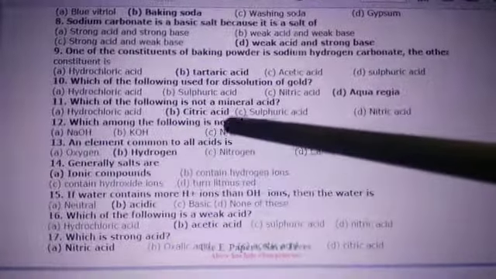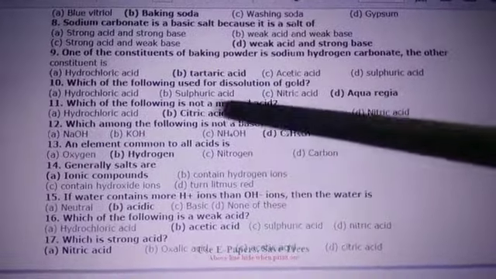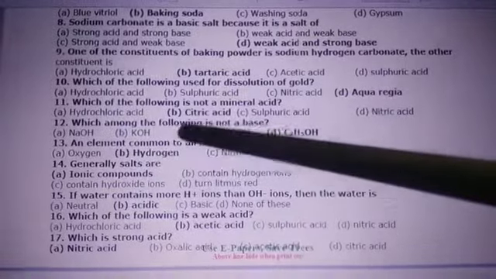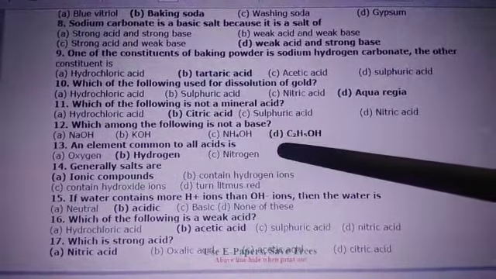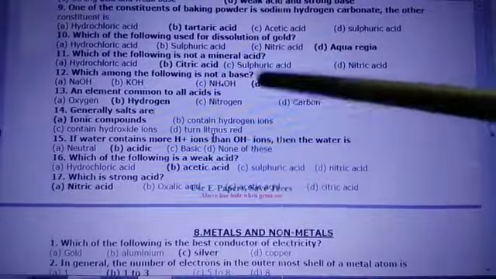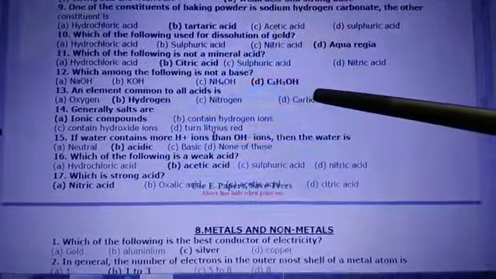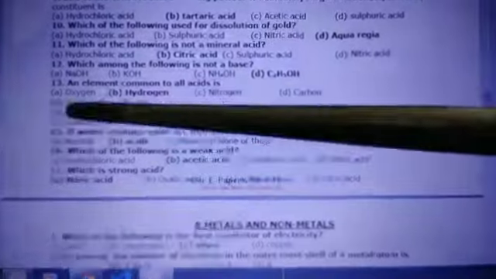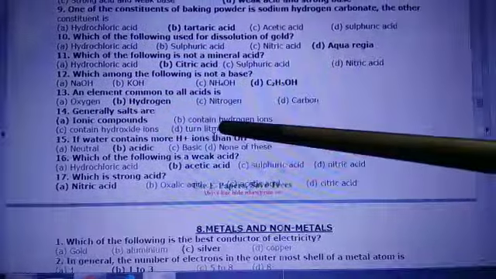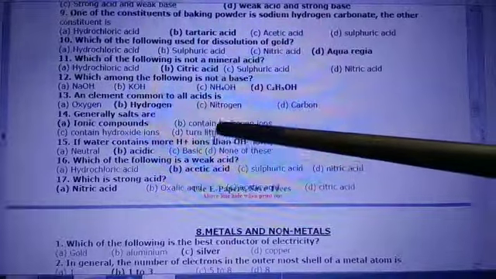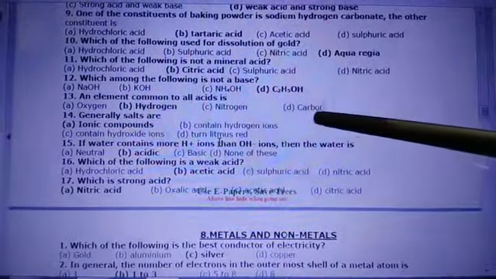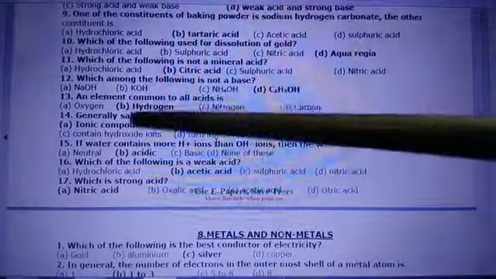12th. Which among the following is not a base? A. Sodium hydroxide. B. Potassium hydroxide. C. Ammonium hydroxide. D. Ethanol. The answer is D. C2H5OH is ethanol. 13th. An element common to all acids is A. Oxygen. B. Hydrogen. C. Nitrogen. D. Carbon. The answer is B.